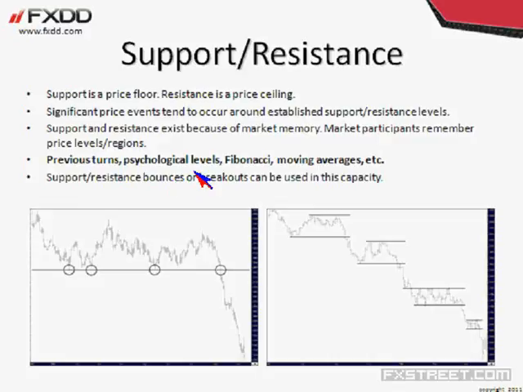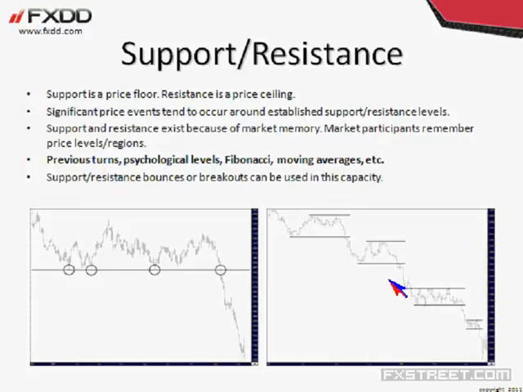I'm looking for psychological levels. What does that mean? I'm looking for round numbers. Okay, I'll show you this on the euro-dollar in a minute. I'm looking for Fibonacci levels. I'm looking for moving averages. Okay, all of these will contribute to my choosing a particular level as a key support and resistance level that I will use in my trading. So once again, this is pretty much in the order of importance. Number one, previous turns. Number two, psychological levels.